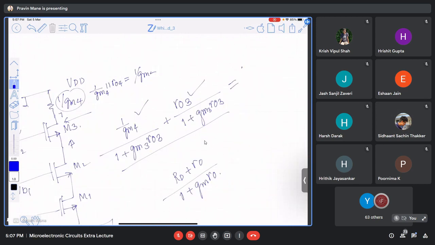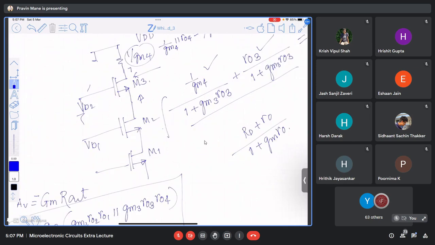So this will be R up. What will be R down? Approximate value of R down? GM2, RO2, RO1, right? GM2, RO2, RO1. Agree? Yes. Okay. And what will be capital GM? This is connected to ground, this is I out. What is capital GM? Minus GM1.